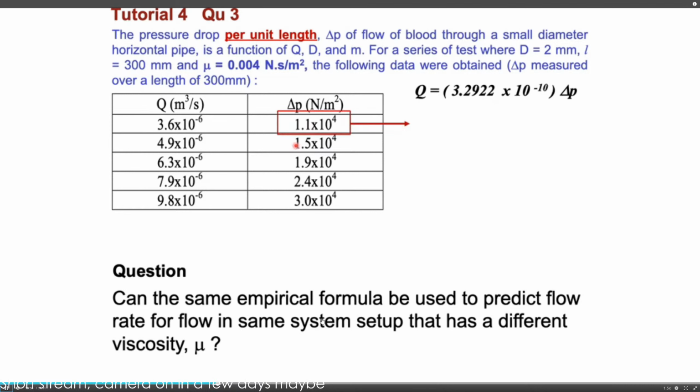Now, if you substitute the pressure drop of 1.1 times 10 to the power 4 into this equation, what will you arrive at? You get 3.6214, which is pretty close. So what it means is that you can substitute any value of pressure drop. You can substitute 3.0 times 10 to the power 4, you get approximately 9.8. Or you can substitute the value of 3.5 or 2.0, 2.2. So any pressure drop that you measure in this system setup, you can use it to predict the flow. But the question is, can you use this empirical formula for the experimental setup with a different viscosity?